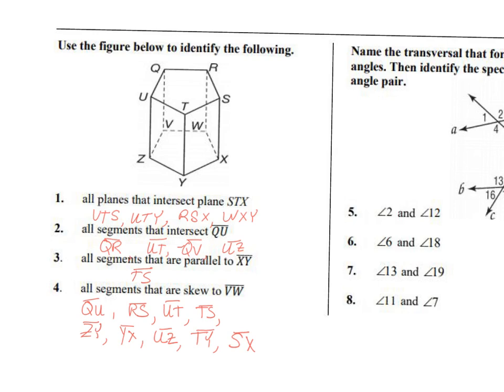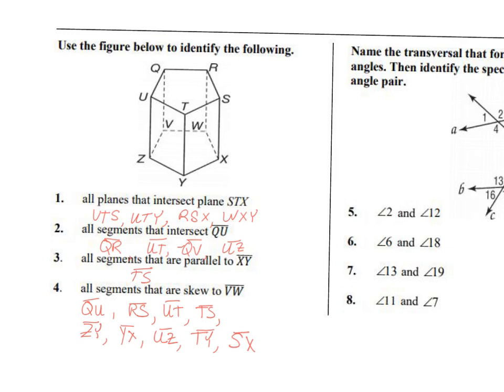All right, so you can look at the answers for 1 through 4. Basically, looking at intersecting planes, intersecting segments, and parallel lines and skew lines. So just real briefly, if we look at the first one here, we're looking for all planes that intersect plane STX. There's 4 of them. And for number 2, we're looking for segments that intersect QU.